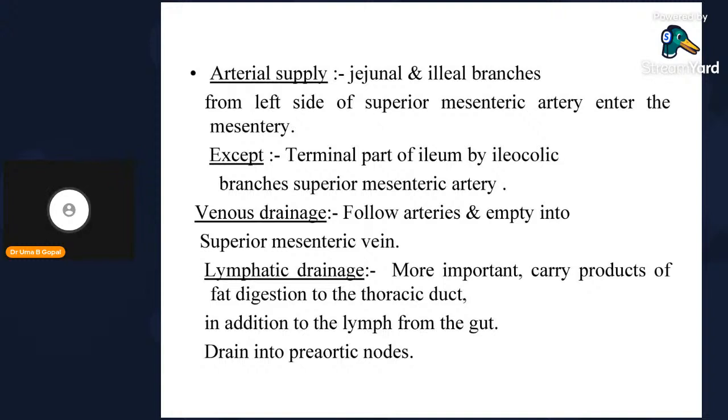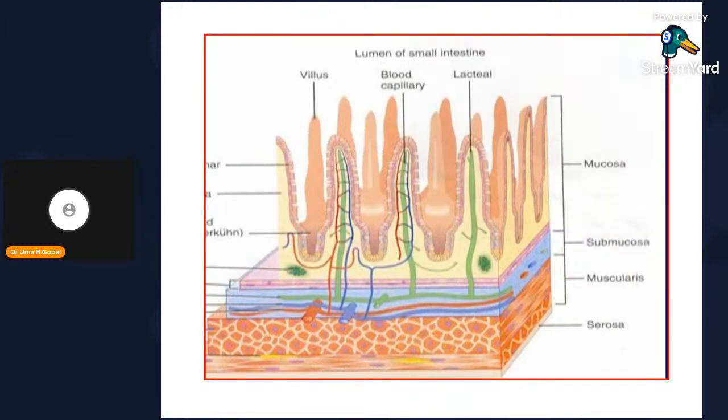Lymphatic drainage, more important, carries product of fat digestion to the thoracic duct. See, each villi is made up of central green color structure called as lacteal. Each intestinal villi is made up of midline lacteal, one single solitary. This will carry the food which is rich in fat that is digested and is carried into this lymphatic channel. So lymphatic channels join together to form the lymphatic, which drains the lymph into the cisterna chyli, from there into the thoracic duct, from there into the junction between the left subclavian vein and the left internal jugular vein. So it bypasses the liver. This will not enter into the liver itself.